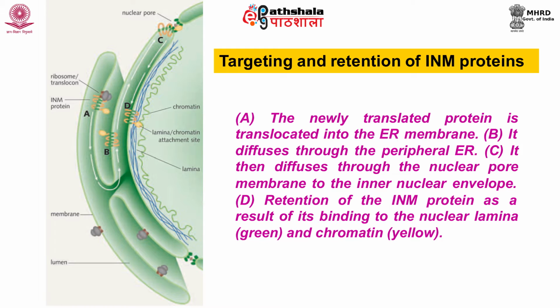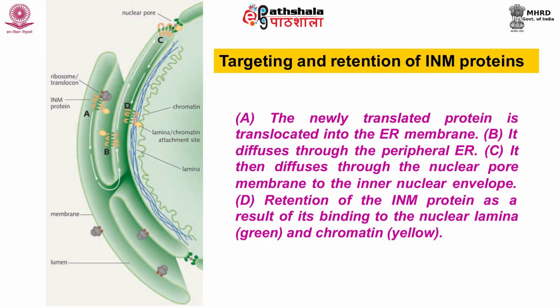The classical nuclear localization sequences cannot target membrane proteins to the nuclear envelope. So these proteins most likely travel through the continuous outer nuclear envelope and enter into the inner nuclear envelope membrane by diffusion through the pore membrane. The figure shows you 4 steps for targeting and retention of an inner nuclear membrane protein. The movement of protein is shown by white arrows.